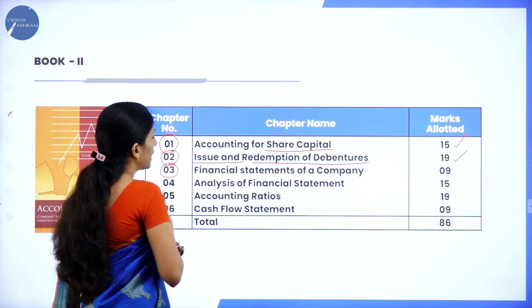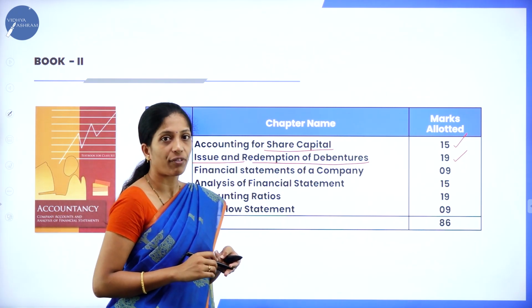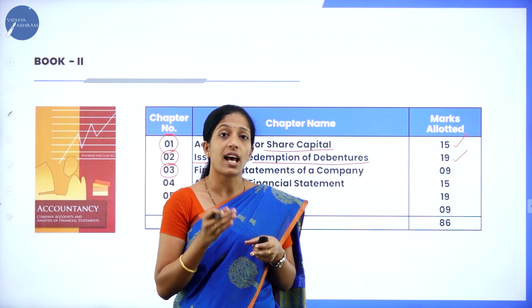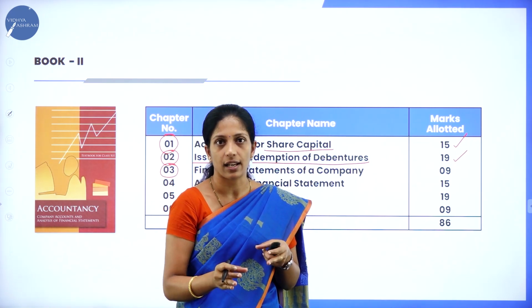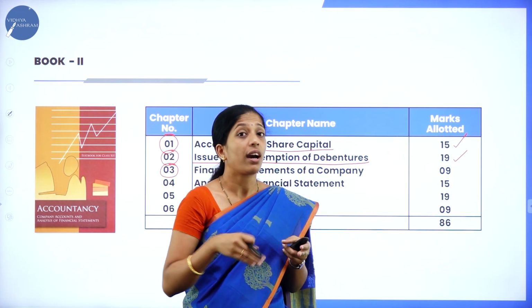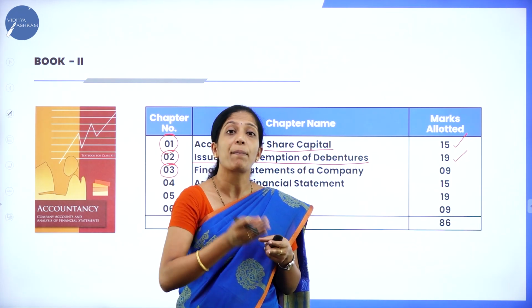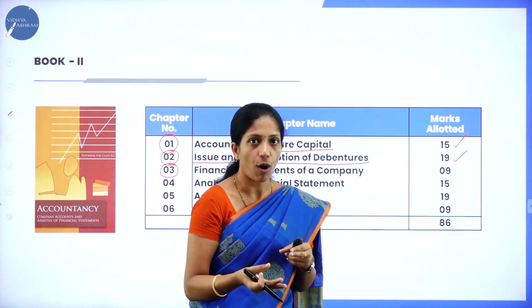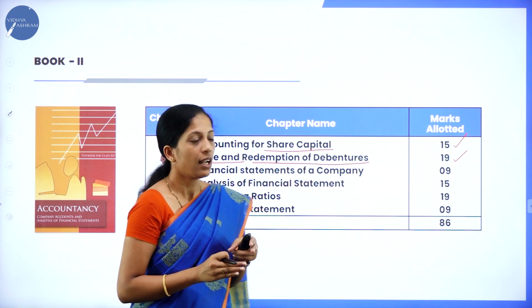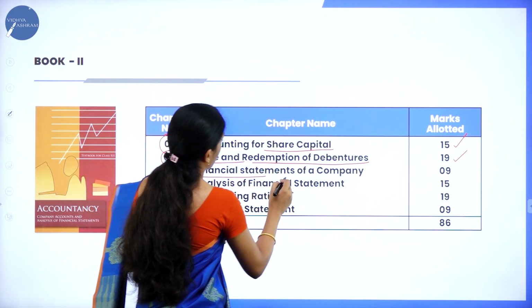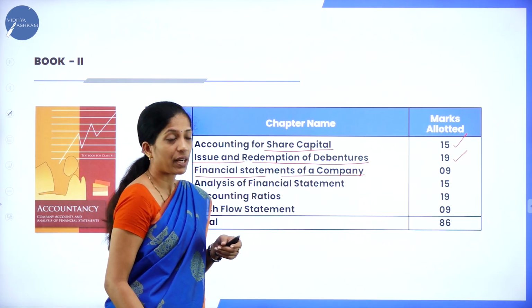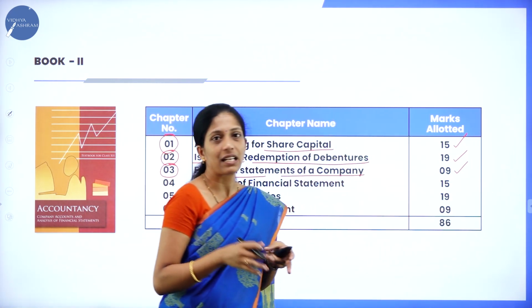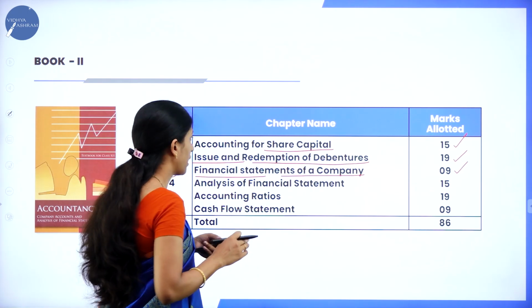And coming to chapter 3, that is financial statements of a company. In your first PUC, you have learnt how the accounts have to be prepared under a sole trading concern. And in your book 1, you have learnt how the accounts have to be prepared under a partnership firm. So in your book 2, you are going to learn one more form of organization, that is company. So how the financial statements have to be prepared in a company, and the total weightage is 9 marks. So the total weightage of this chapter is 9 marks.